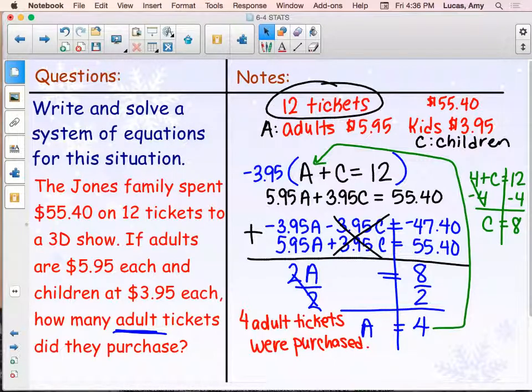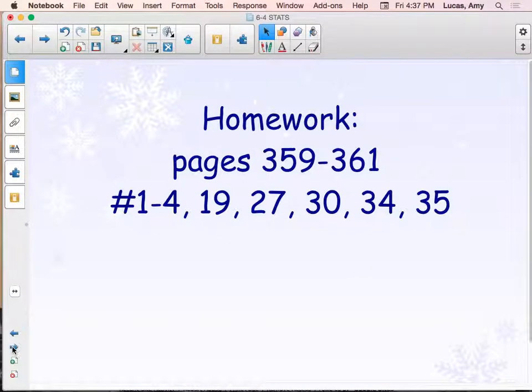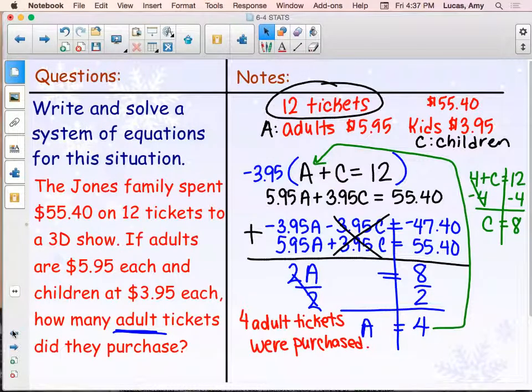So adult tickets plus the children's tickets, the number of tickets that were purchased of each type had to add up to 12. Then putting all of the money on it, it had to add up to $55.40 because that was what they spent. Okay, you should be able to write a summary now. Make sure that you are answering your essential question and use complete sentences.